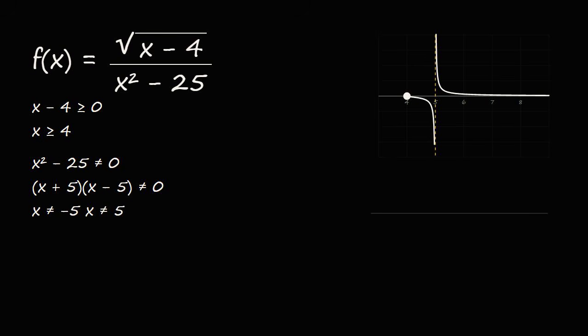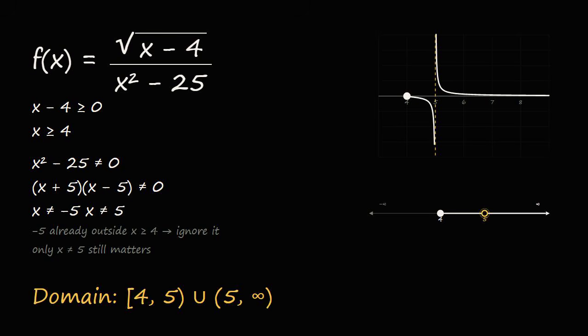Now here's the important part. Since we already require x to be at least 4, the restriction against negative 5 is irrelevant because negative 5 was never going to be in our domain anyway. Only the restriction against 5 still matters, so the domain starts at 4, includes 4, runs all the way to infinity, but has to skip over the single broken point at 5: 4 to 5, with a bracket on the 4 and a parenthesis on the 5, union 5 to infinity.